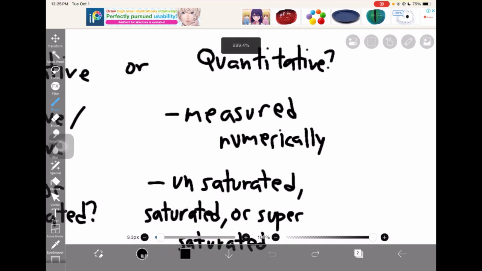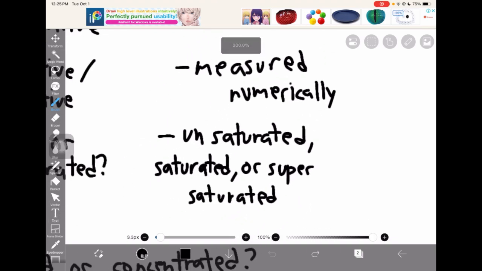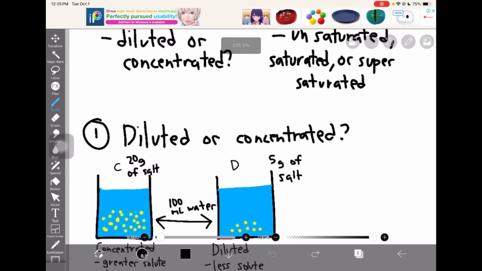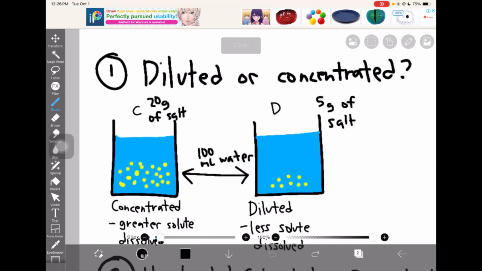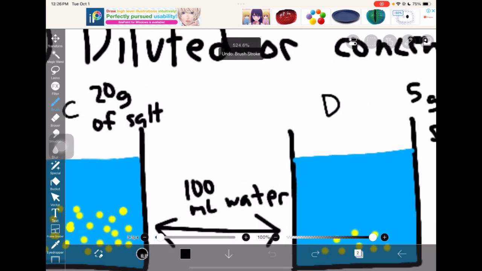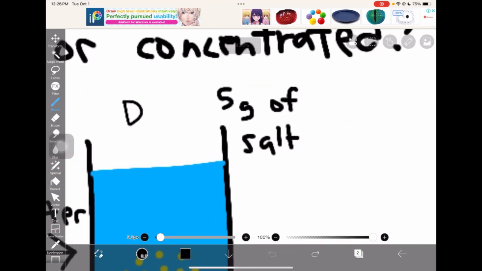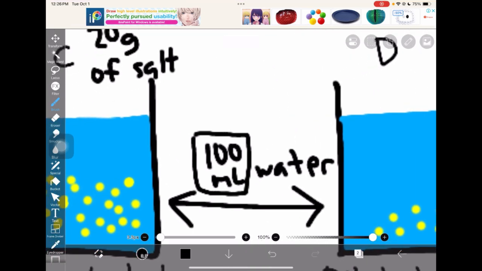Meanwhile, quantitative is just measured numerically. So you will get a fixed value, and from that fixed value, you can tell if it's unsaturated, saturated, or supersaturated. What do I mean by this? So let's first ask ourselves: diluted or concentrated? In these illustrations I've drawn here, there's diluted and concentrated. We have beaker C with 20 grams of salt, and beaker D, which has 5 grams of salt. However, they do contain the same 100 milliliters of water.